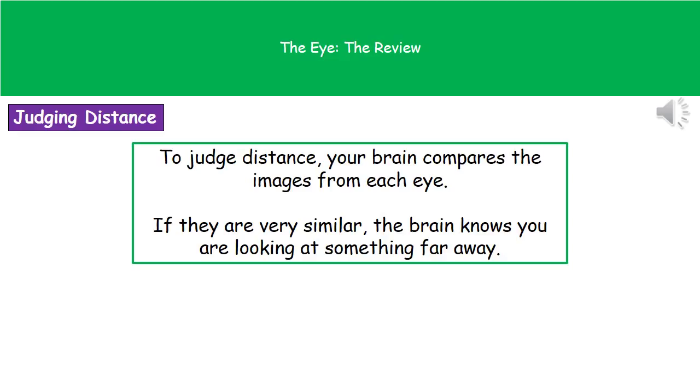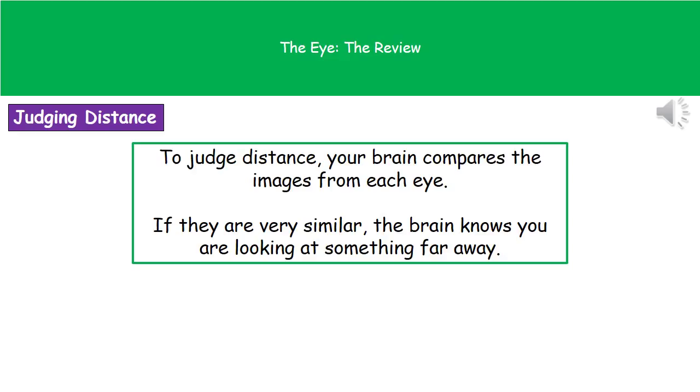So as you're looking at something, both of your eyes are getting a slightly different image. Now what your brain then does is it looks at those two images it's received, and if they're very similar to one another, then your brain knows you're looking at something far away. Whereas if you're looking at something very close, then the two images will be quite different. So your brain will interpret that as being much closer.